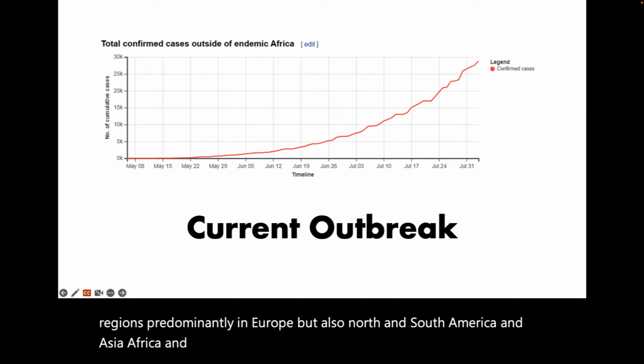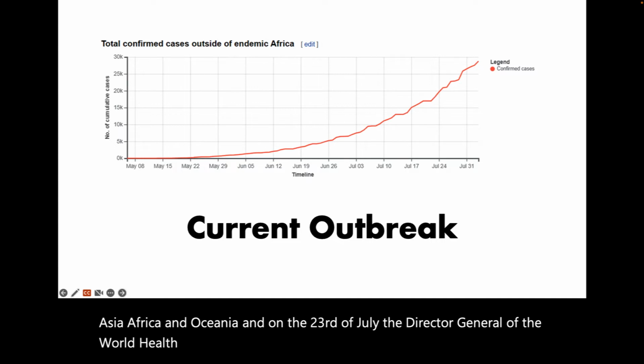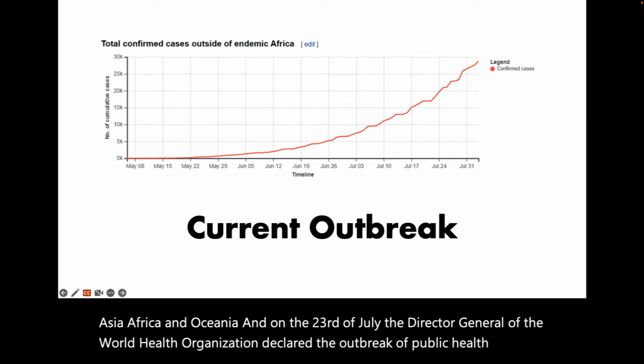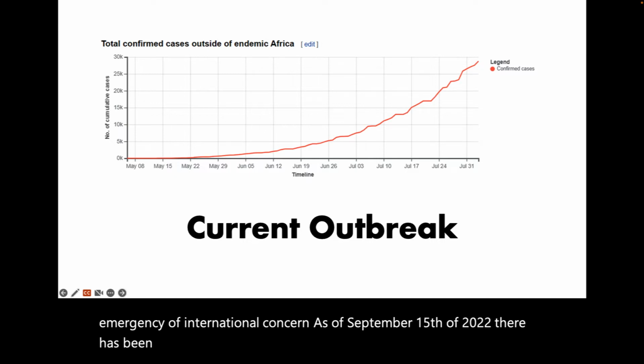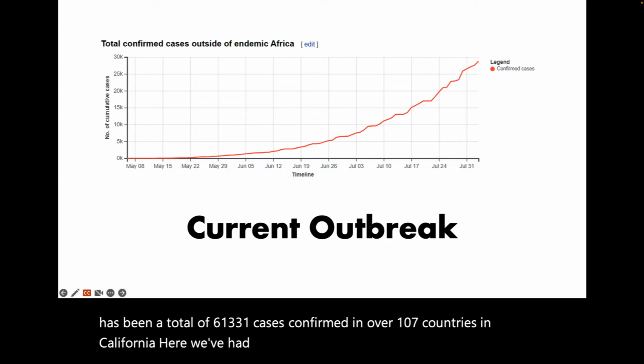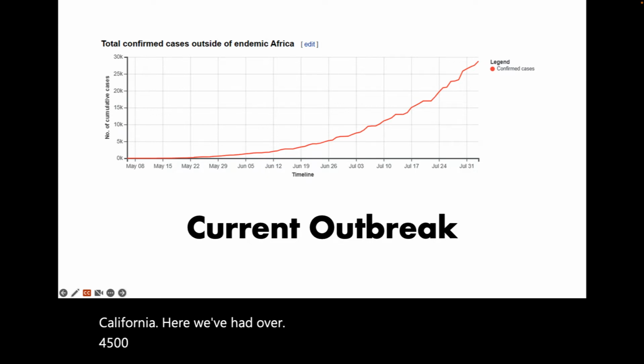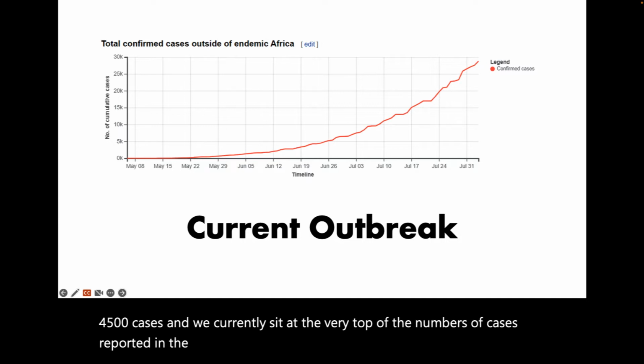On the 23rd of July, the Director General of the World Health Organization declared the outbreak a public health emergency of international concern. As of September 15th of 2022, there has been a total of 61,331 cases confirmed in over 107 countries. In California here, we've had over 4,500 cases, and we currently sit at the very top of the numbers of cases reported in the United States at this time.